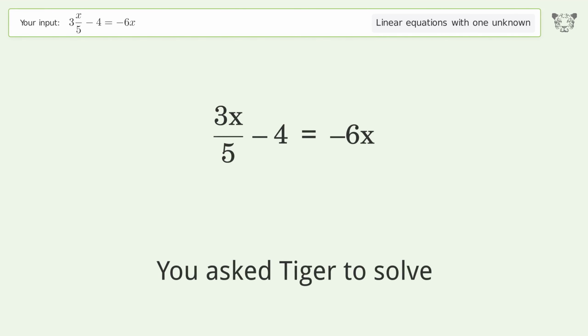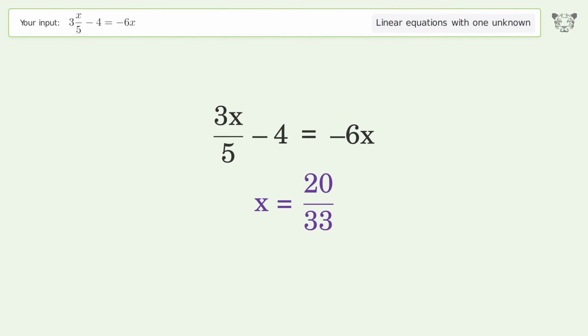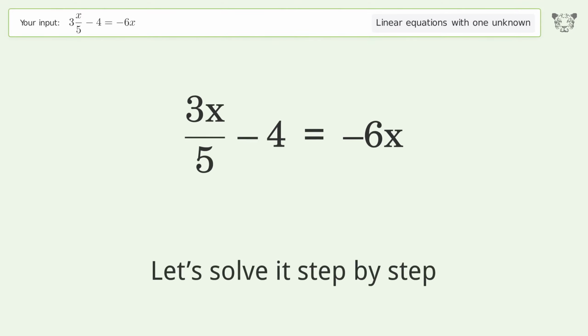You ask Tiger to solve this. This deals with linear equations with one unknown. The final result is x equals 20/33. Let's solve it step by step.